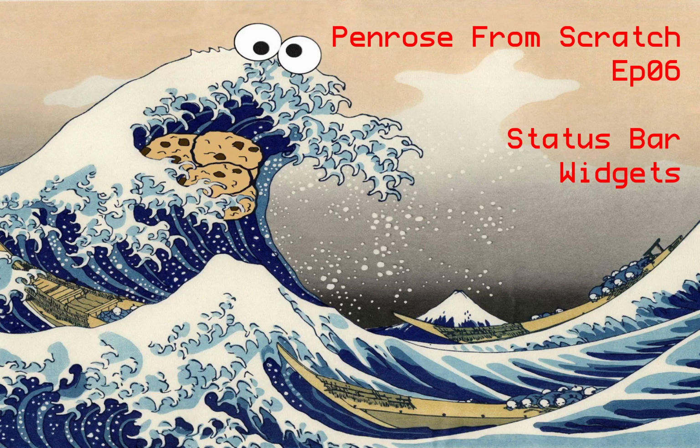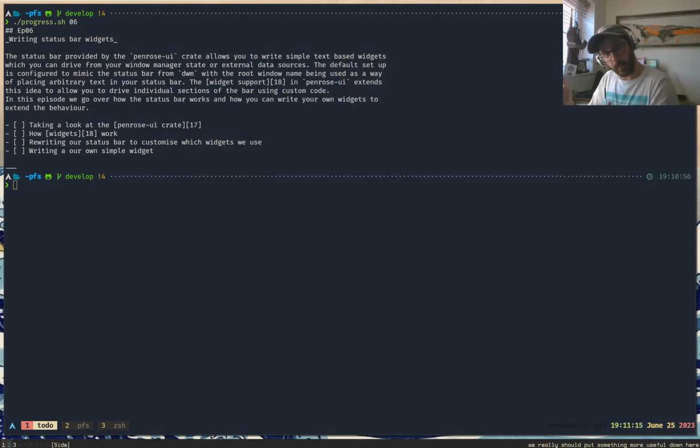Hello and welcome back to Penrose from Scratch. This is episode 6 and we're going to be having a look at status bar widgets.